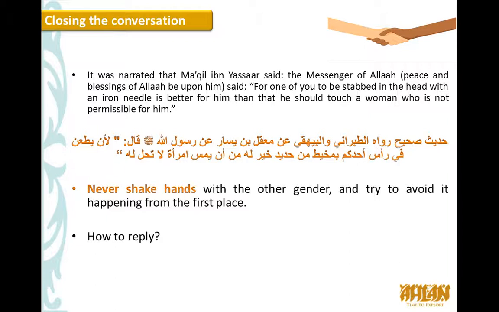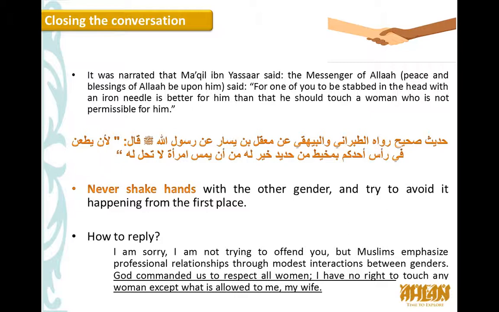Okay, and very important, we are trying, of course, to handle their feelings, but first we please Allah subhanahu wa ta'ala, we please God. We are not seeking their pleasure or something. No, we please God first. So how to reply? We can say, I'm sorry, I'm not trying to offend you. Muslims emphasize professional relationships through modest interactions between genders. This could be said whether you're a guy or a girl. Guys can add, God commands us to respect all women. I have no right to touch any woman except what is allowed to me, my wife. And especially girls get affected by this, that Muslim guys don't even touch another girl who is not his wife.